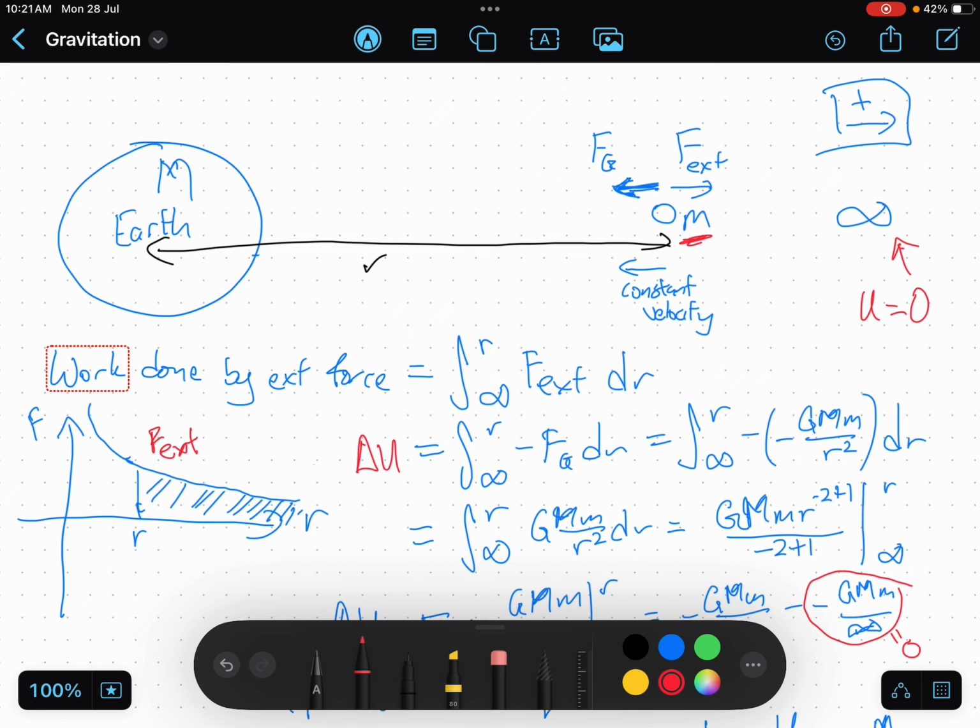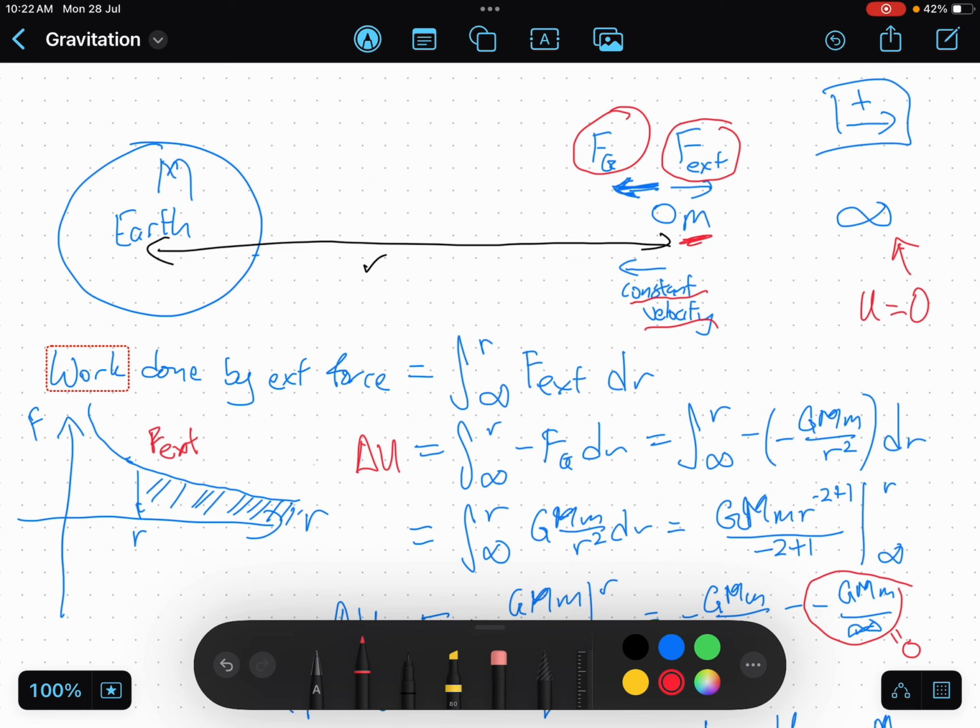If I bring this mass closer to the Earth at constant velocity, constant velocity is important so that I do not change the kinetic energy of the mass. So if I have constant velocity, all the work done by the external force will go towards changing the gravitational potential energy. So how to maintain constant velocity? The external force must always be equal in magnitude and opposite in direction to the gravitational force.